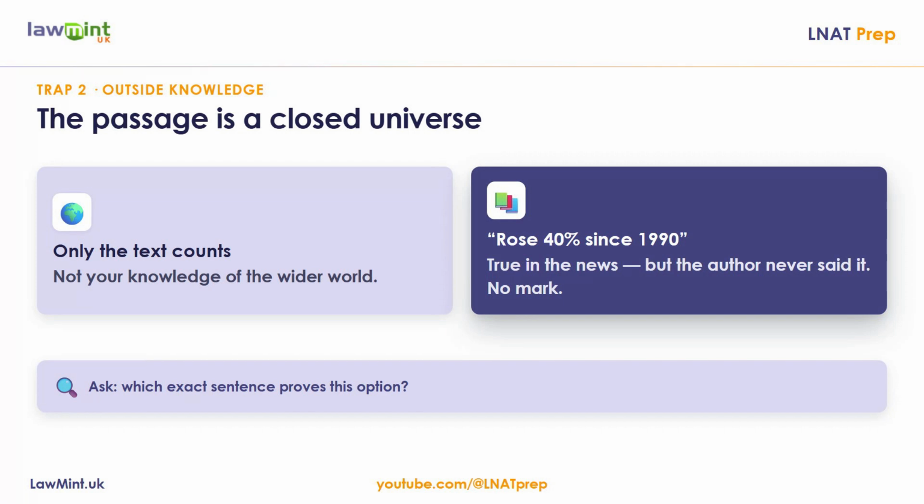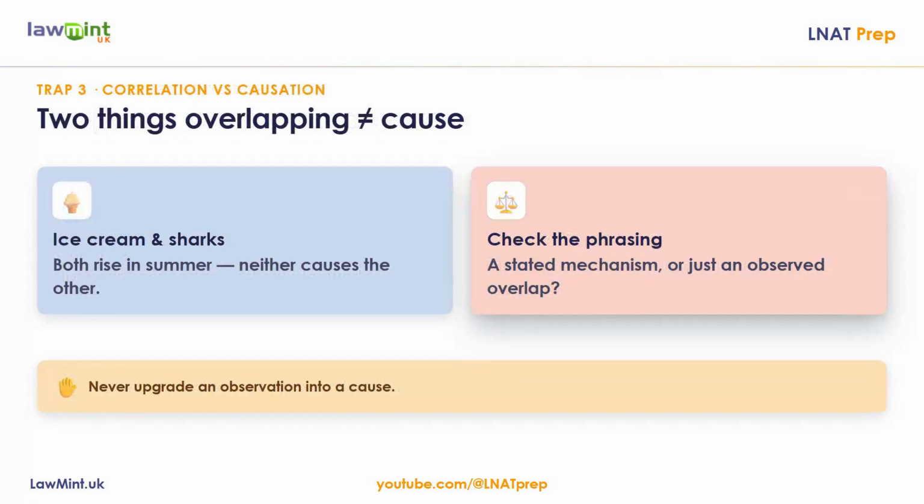The third trap is correlation versus causation, a fallacy examiners love in sociology, economics, and science passages. Ice cream sales rise in summer, and so do shark attacks, but one does not cause the other. To spot this, scrutinize the author's exact phrasing. Did they claim a direct mechanism of cause and effect, or did they merely observe that two things overlap in time? Never upgrade an observation into a cause.